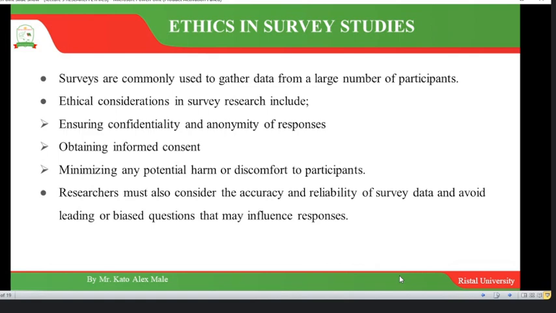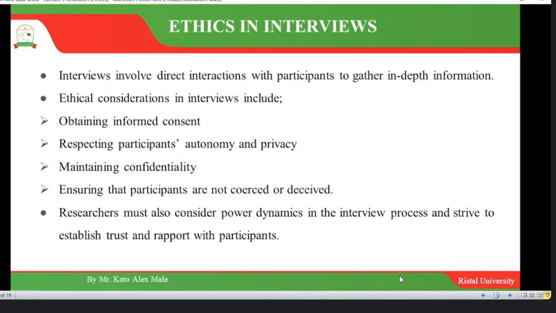And then ethics in interviews. Interviews involve direct interactions with participants to gather in-depth information. I think we know what happens in interviews. We just try to have an interactive session. Usually, I can even put my sound recorder and record the interview session. I just try to ask some questions, the participant answers, and they give their view.